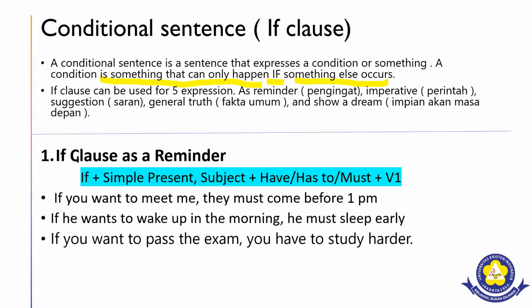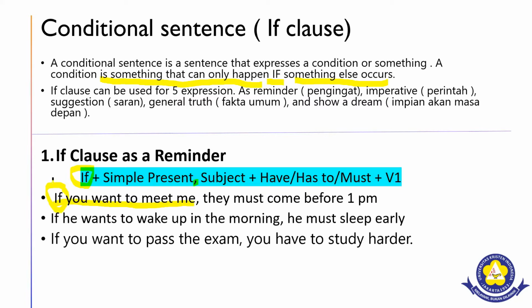First, if clause as a reminder. This is the pattern when you want to make an if clause as a reminder. First, the conjunction if plus simple present. Don't forget to put a comma, the punctuation mark, then subject plus have to, has to, or must, and verb 1. For the example, first, if you want to meet me, they must come before 1 p.m.